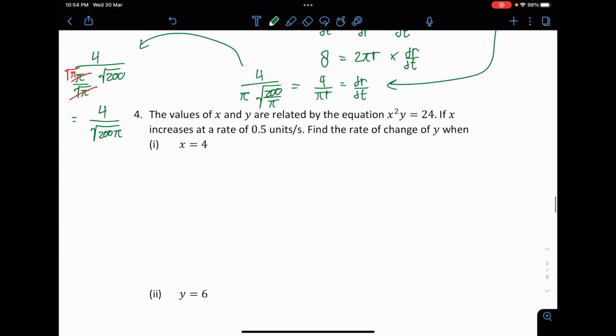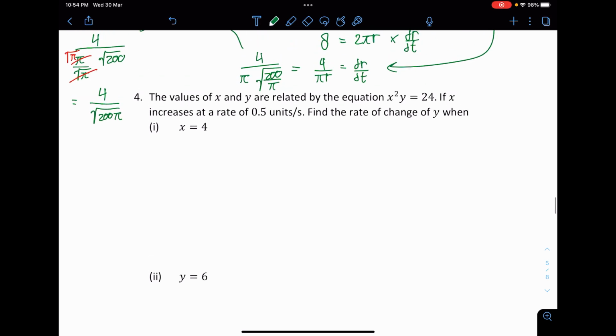Next question. The values of x and y are related by this equation. x increases at the rate of 0.5, so dx dt is half. The equation they give me is y x squared equals 24. I like to make y the subject, like this, that is 24x to the negative 2. I differentiate this, I'll get dy dx as negative 48x to the negative 3. Or you know what, just put a fraction, it looks better.